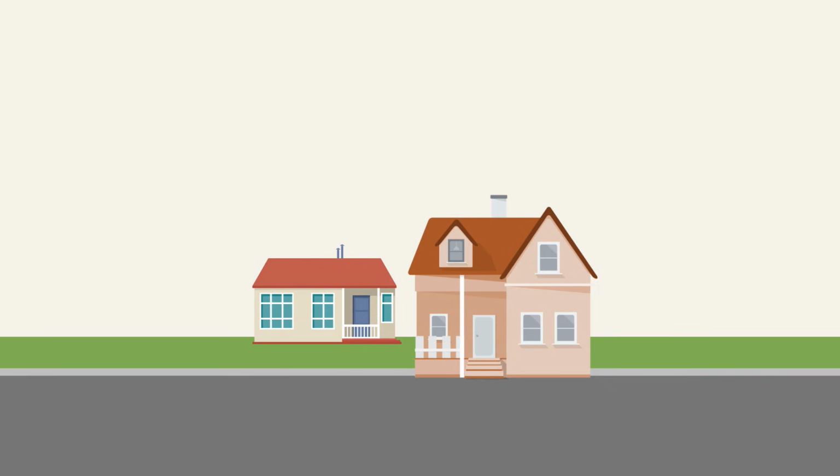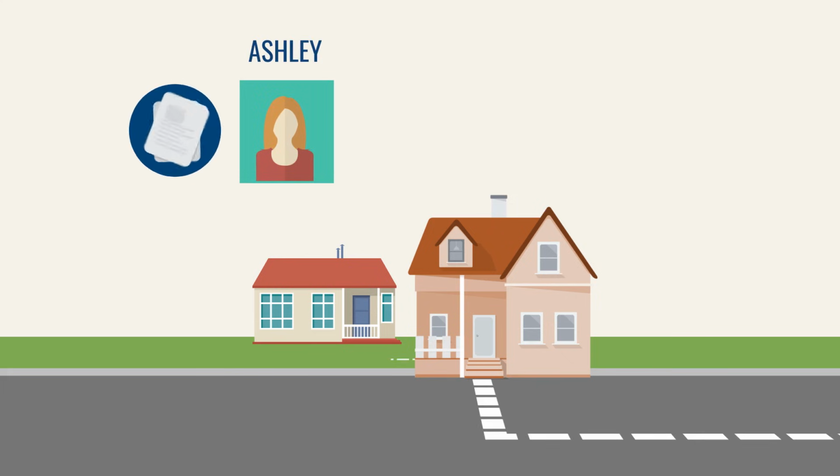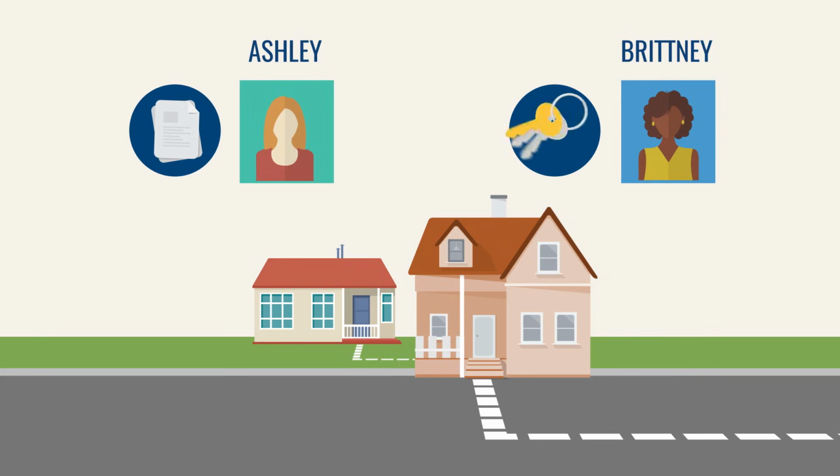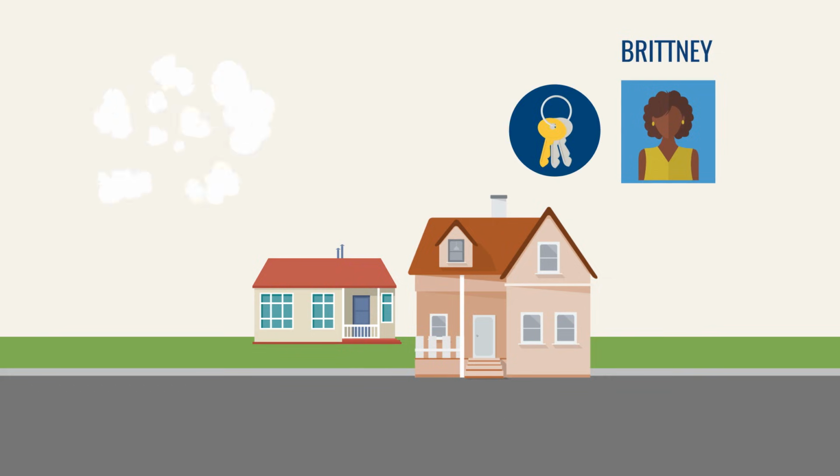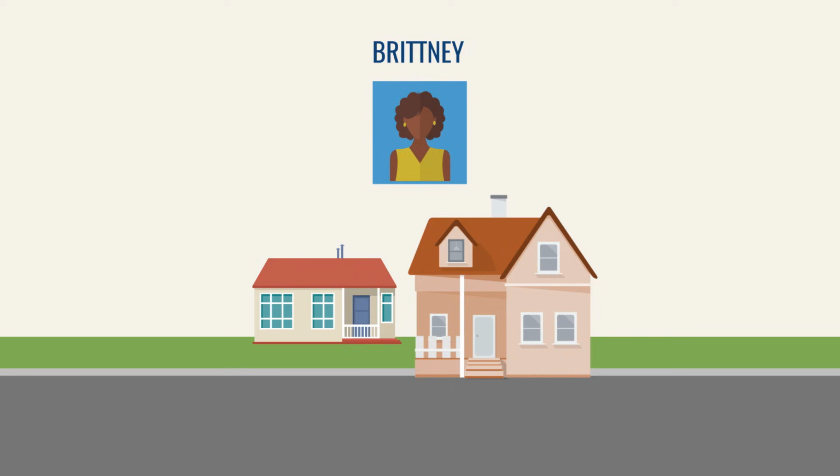You can also end an easement by merging. For example, let's say Ashley has an easement across Brittany's property. Brittany then buys Ashley's property. The easement disappears since obviously Brittany would not need an easement to cross her own property.